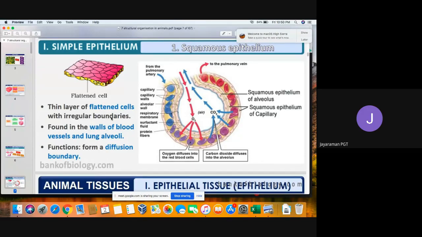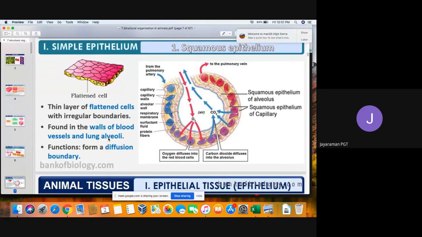So the boundaries are irregular, the border is irregular. It's not round, oval, or rectangular. The shape is irregular. But anyhow, these are connected without any space in between. But extremely thin, flat and plate-like, a very thin flat layer.